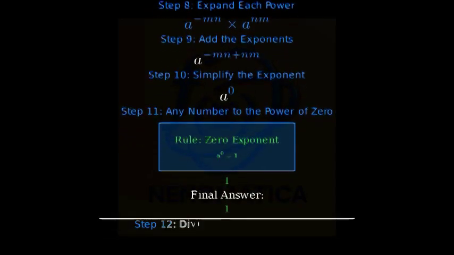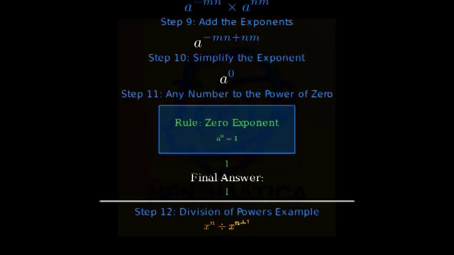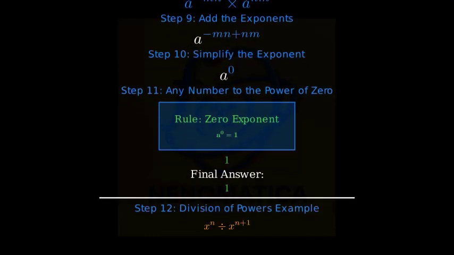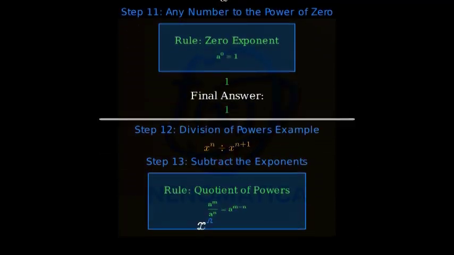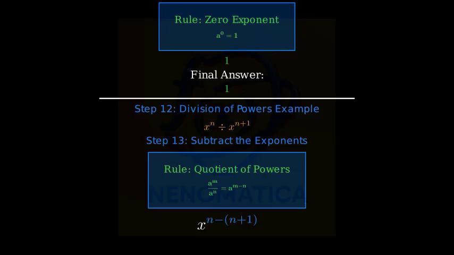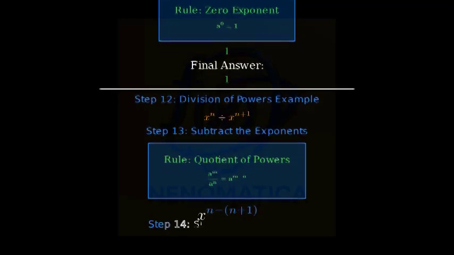Finally, let's look at a division example. We have x to the power n divided by x to the power n plus 1. Step 13. Subtract the exponents. We'll use the quotient of powers rule, which states that a to the m divided by a to the n equals a to the m minus n. So, x to the n divided by x to the n plus 1 equals x to the n minus the quantity n plus 1.